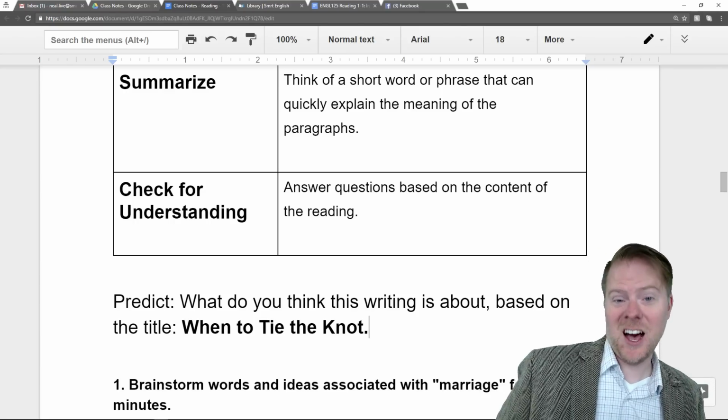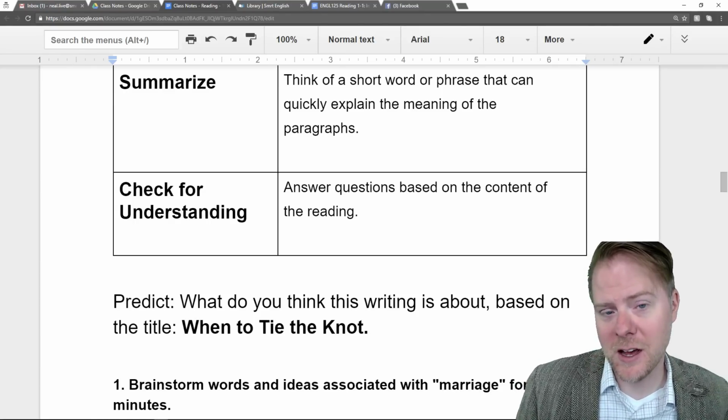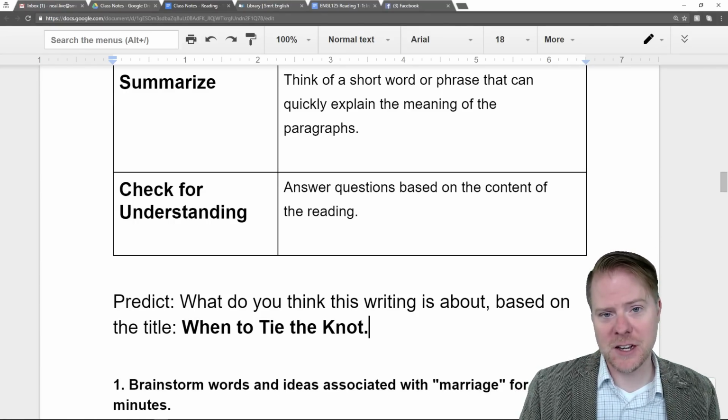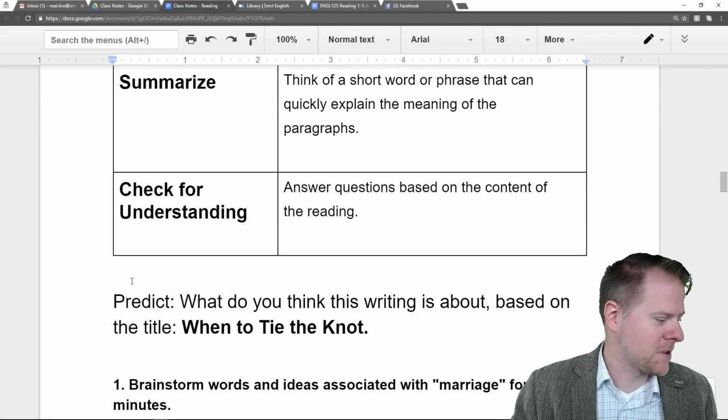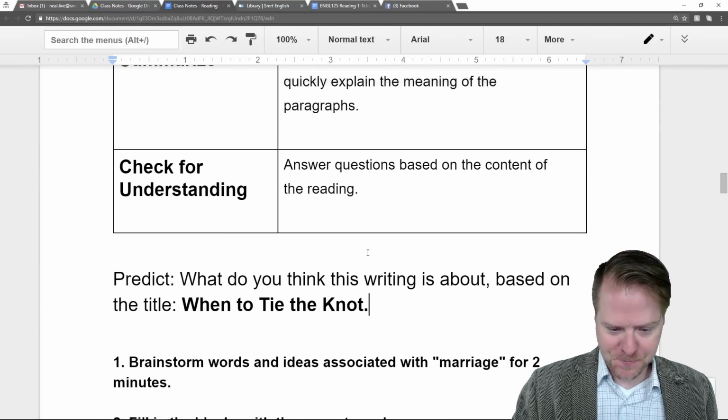Yeah, we're talking about time, right? When is the best time to get married? That's what this reading is going to be about. And I think it probably is good advice for couples.